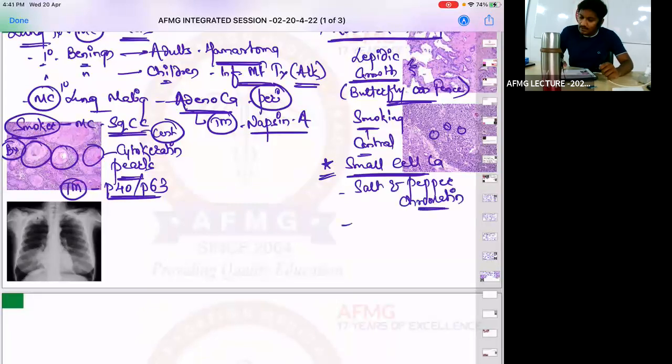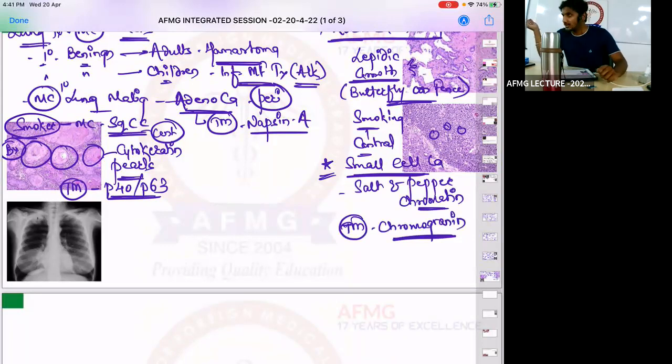Best tumor marker for small cell carcinoma. So it is a neuroendocrine tumor, right? Neuroendocrine tumor. Best tumor marker would be chromogranin. Others can be synaptophysin or neuron specific enolase.